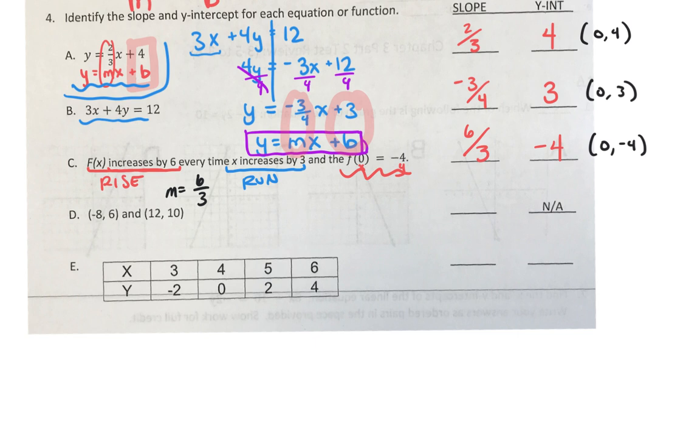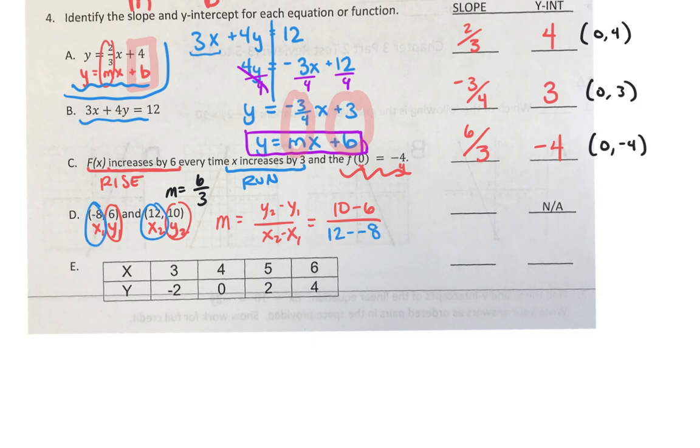Alrighty, the next one gives us 2 points and asks us to find the slope. So we also learned a formula, y2 minus y1 over x2 minus x1, the slope formula. So we talked in class about how we could label this x1, y1, x2, y2. And then we could just plug it in the formula, y2 minus y1. Okay, that's 10 minus 6. And that's 12 minus, and that's a negative 8.